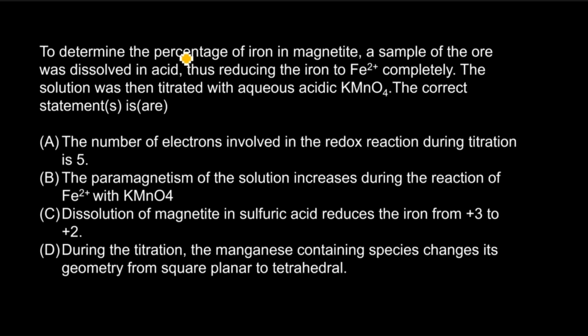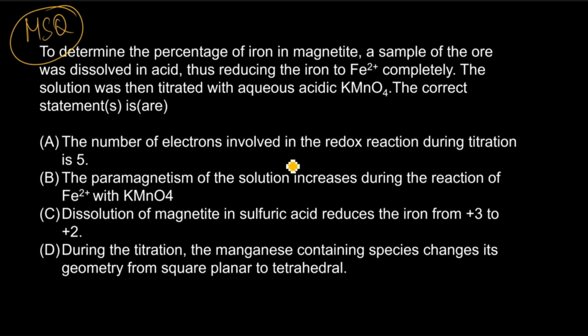Then the next one, to determine the percentage of iron in magnetite ore, a sample of ore was dissolved in acid, thus reducing the iron 2+ completely. The solution was then titrated with aqueous acidic KMnO4. The correct statements are. Okay, so this is one or more than one correct answer. Okay, this is MSQ type. Multiple select answers. Let's see.